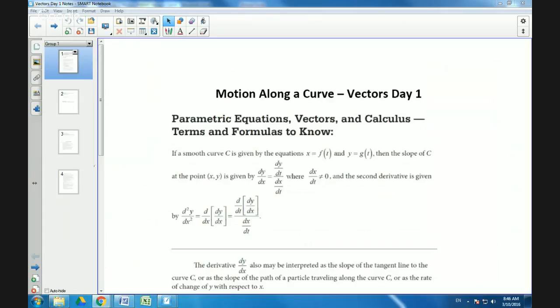Vectors, calculus. For our purposes, there's a lot more to vectors than I'm going to actually show you. But for purposes of what we need to know, basically it's parametric equations on steroids. So the first thing I need you to know is, what is a vector?